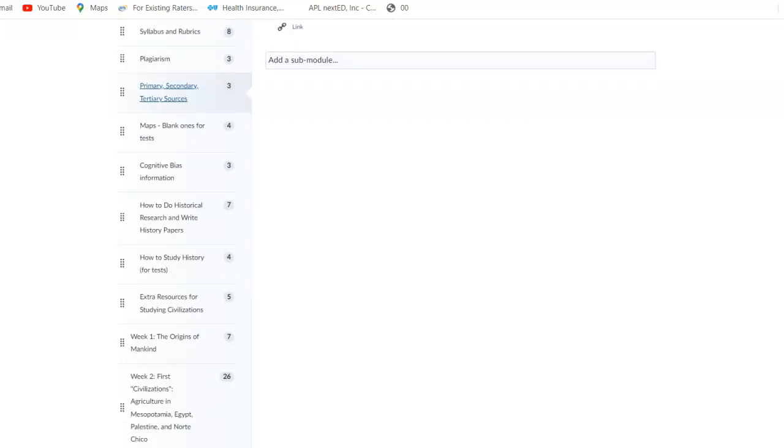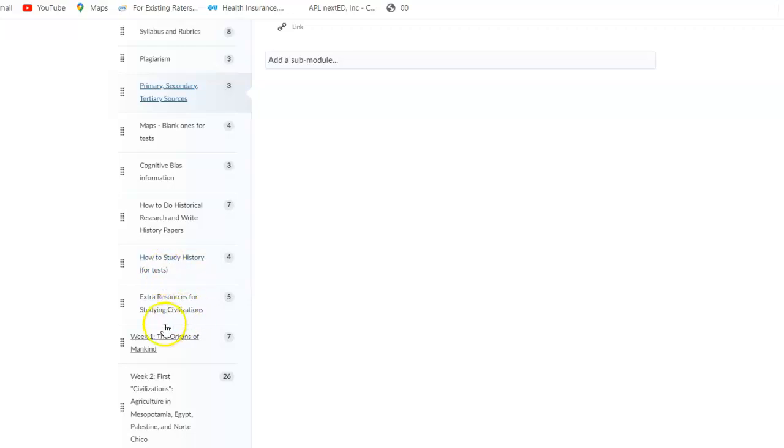That's bias, and in this sense, we don't mean bias in the bad way, we mean bias in the sense of perspective. Below that, how to do historical research and write history papers, an important section because you're going to be doing at least 4 of those. How to study for history tests, because you'll have 2 of those, a midterm and a final. We'll talk about those in just a minute when we get to the syllabus.